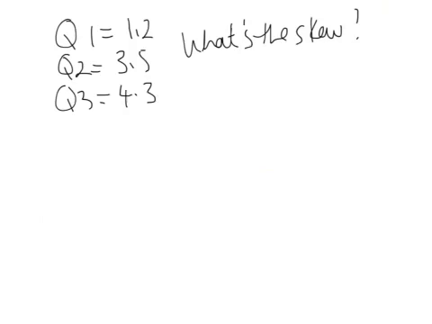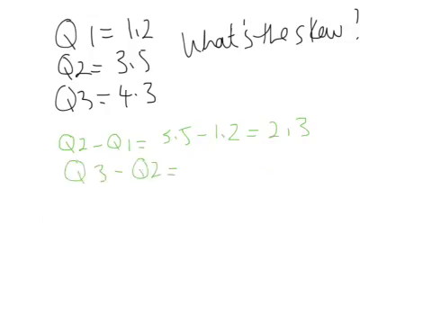Okay, the questions on skew aren't difficult. It's actually just trying to remember how to draw the diagrams. So here's a question. We found the quartiles. What's the skew? So let's start off by doing Q2 take away Q1. So 3.5 take away 1.2 gives us 2.3. And then let's do Q3 take away Q2, which is 4.3 take away 3.5, which is 0.8.